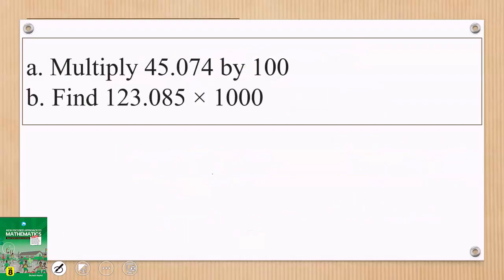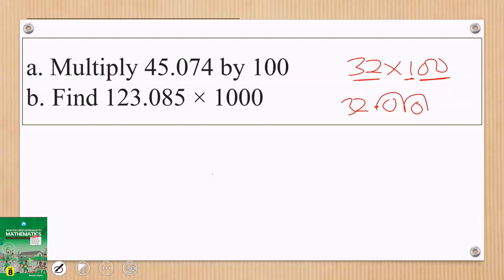Okay, another example here says multiply 45.074 by 100. What we do again is, like we did earlier on, if the number happened to be, let's say, 32, and we say times 100, we just multiply 32 by 1, and then you attach zeros. What it means also is that 32 can be written as 32.0. And so you move the decimal point 1, 2, so that you have 0 here. So the answer becomes 3200, the same thing as we did.